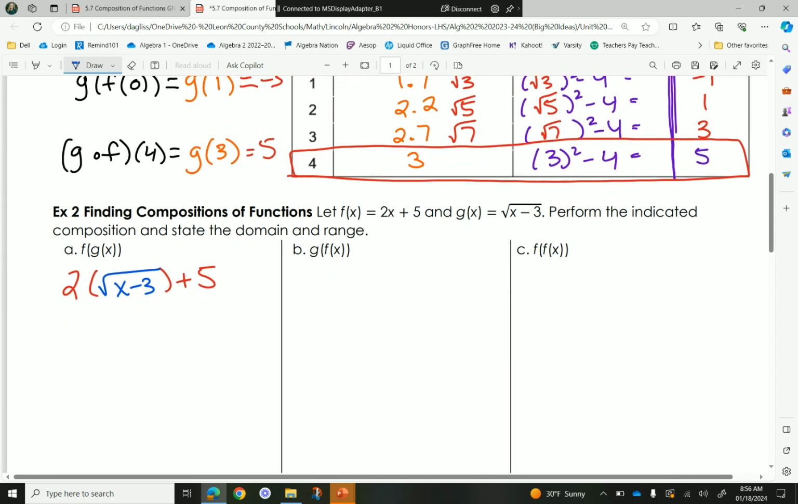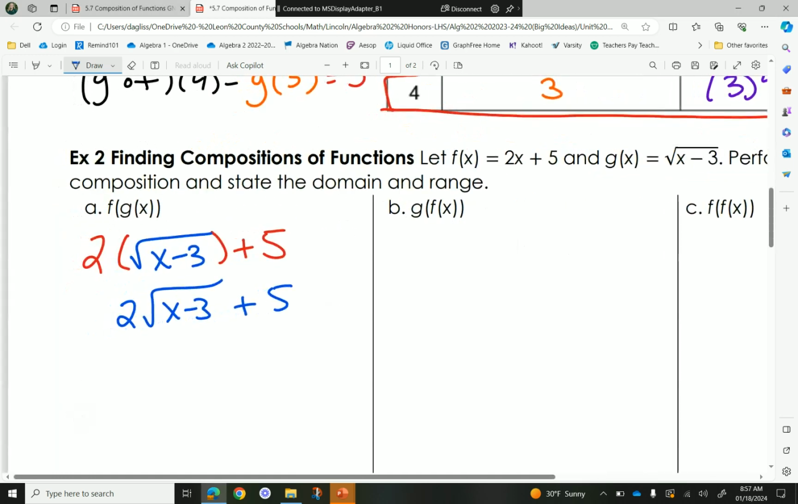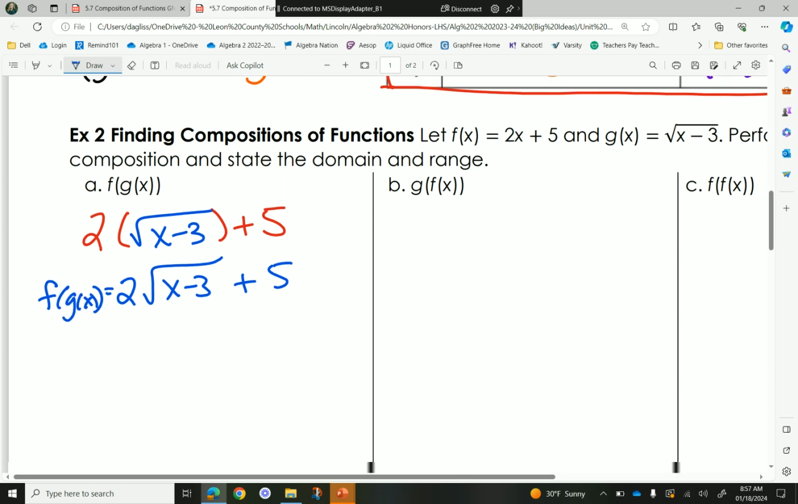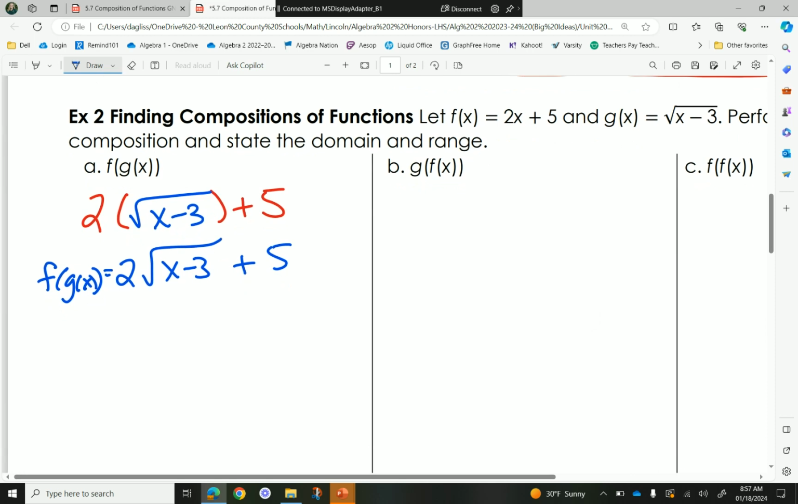Alright, here we're going to distribute, combine like terms, whatever we can do to simplify our equation. So 2 times the square root of x minus 3 is just going to be 2 times the square root of x minus 3, and we have plus 5. F of g of x equals. Okay, so that is my composition function.